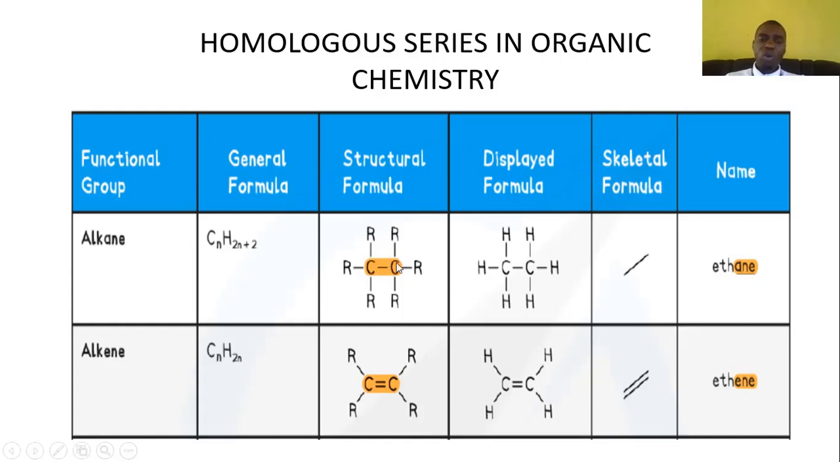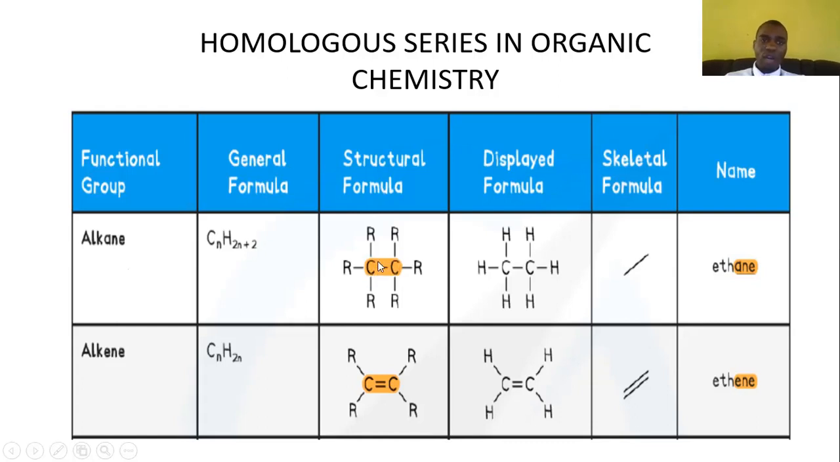So this one is what we call the functional group. Alkanes will behave the way they behave because of this functional group here. And this one, we call it the carbon-carbon single bond, because remember, a line simply represents a bond. So this is the functional group.